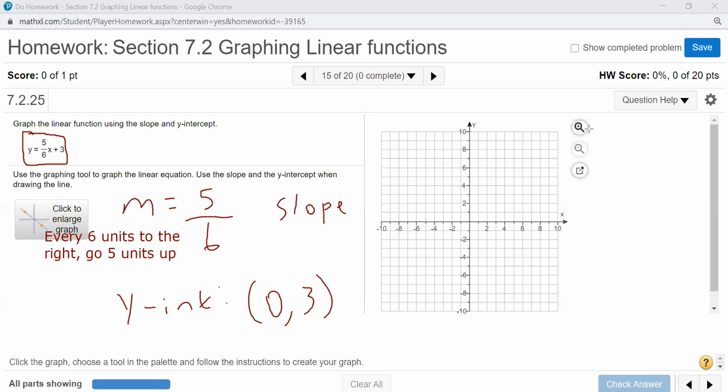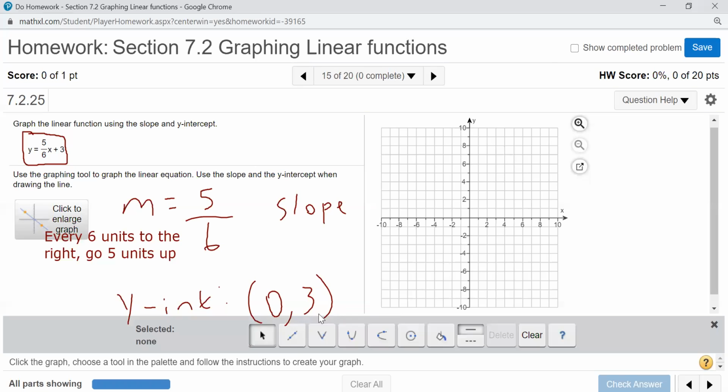So we will graph our line, and actually I'll use their grapher. Here's their line tool. The y-intercept is (0, 3), so we come over here and boom, there's (0, 3). And now every 1, 2, 3, 4, 5, 6 units I go to the right, I go 1, 2, 3, 4, 5 units up. And there you go. You've got yourself a line there, Pilgrim. And we did this using the slope and y-intercept.